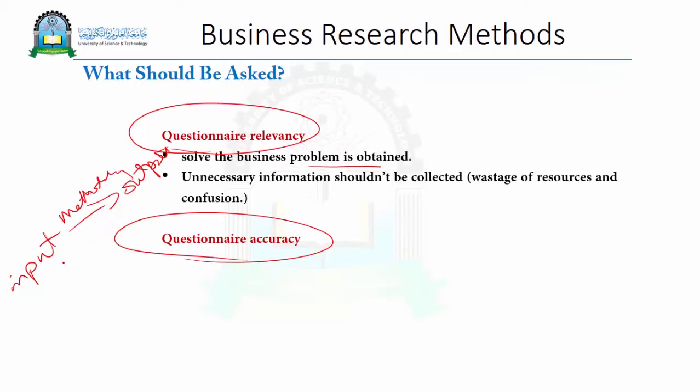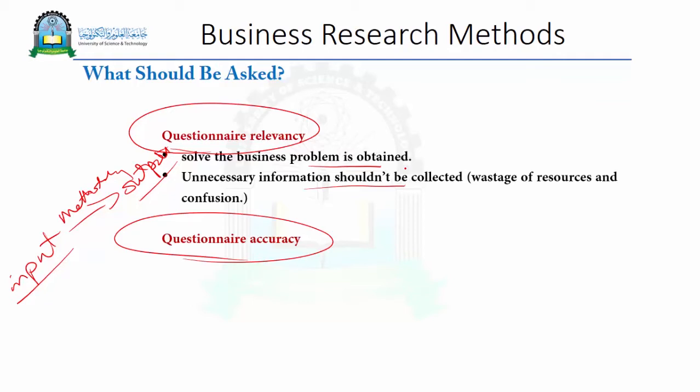Okay, so if the input is accurate, you can guarantee that the findings and output are going to be accurate and clear. The second point is that you should discard the unnecessary information. Unnecessary information shouldn't be collected. It's a wastage of resources and time, and it's confusion sometimes.